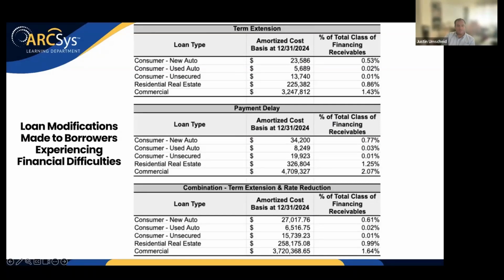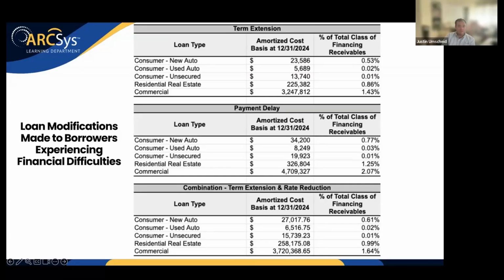So, this is the loan modifications made to borrowers experiencing financial difficulties. What you're going to see here is we've broken out 3 different examples of modification types. You're going to see term extension. Underneath of that, we have the different loan pools or segment classes. We have the amortized cost basis at year end for that specific pool and modification type. And then we've disclosed the percent of the total class of the financing receivables that the modified balance makes up of the overall pool.